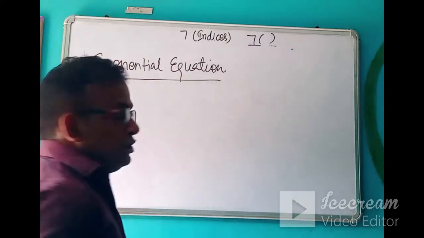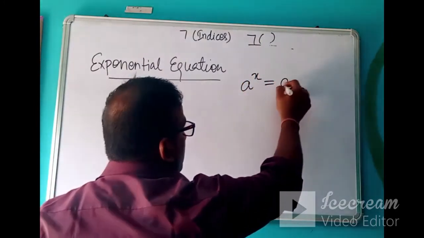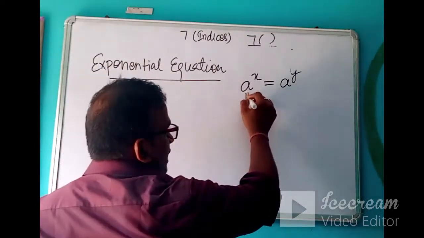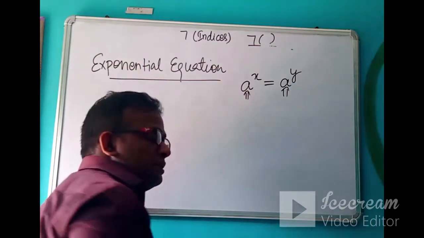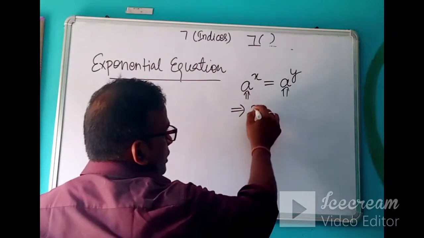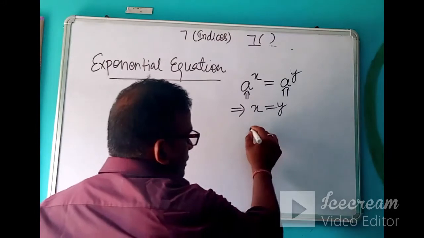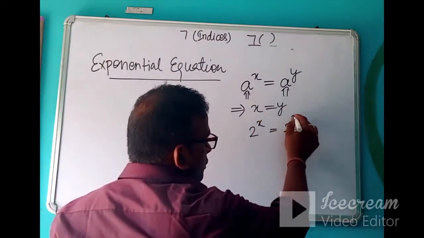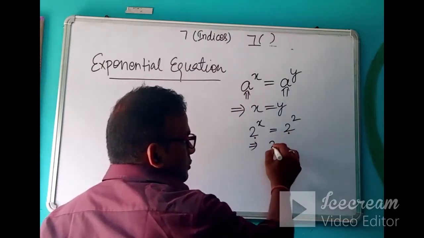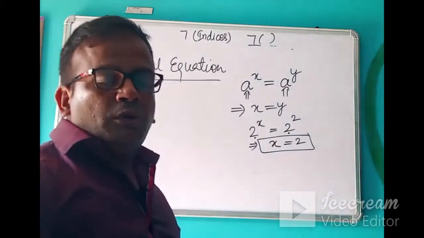An exponential equation means, suppose we have something like this, a to the power x equal to a to the power y. In that case, if these bases are same, the condition is the bases should be same, then their exponents are also equal to each other. For example, if I take 2 to the power x equal to 2 to the power 2, what is my x? Since these bases are same, x is always equal to 2.